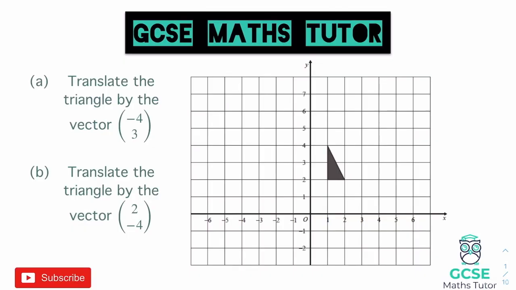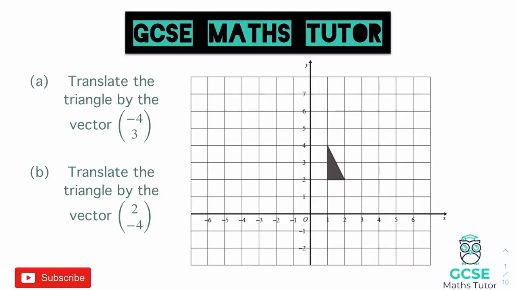this grid. So if we have a look at this first one to start with, it says translate the triangle by the vector, and then we have -4 on the top and 3 on the bottom. Now, if you don't have a very good understanding of vectors, there is a full video that I have done on column vectors, which I'll link in the description for you to have a go at. But in regards to this one, we're going to go through it relatively quickly.